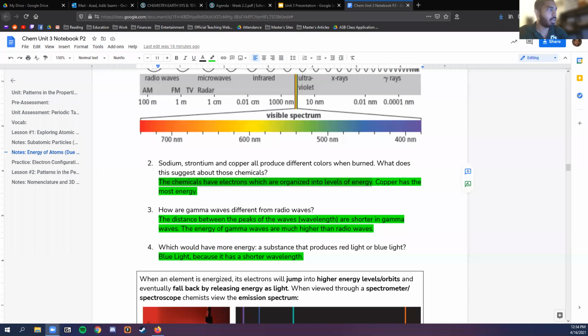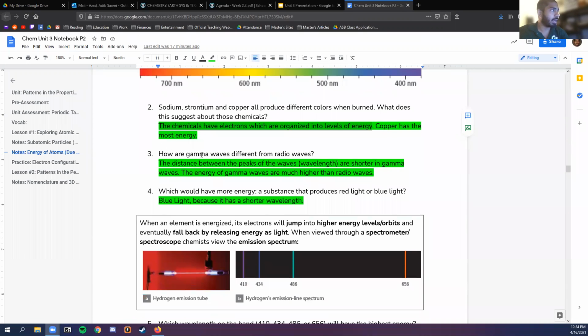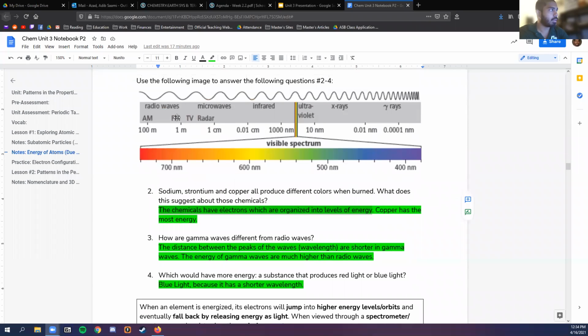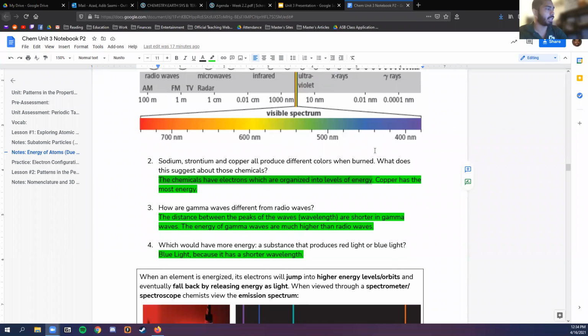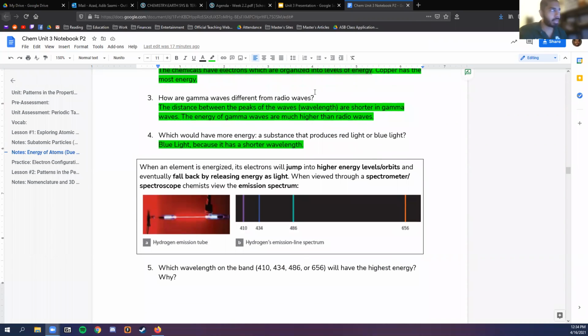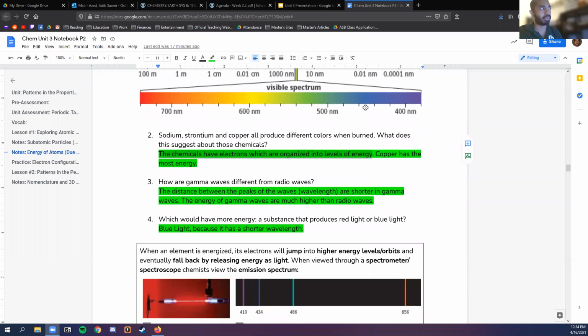Let's go ahead and end it. All right, so gamma rays, how are gamma waves different from radio waves? Well, look at the wavelengths, very, very tiny, very, very big. So the bigger something is, the less energetic it is. The smaller the wavelength, the more energetic it is. And so which would have more energy? Something that produces a red light or a blue light? Well, the answer to that is the blue light, because the blue light has a much shorter wavelength, about 450 versus 750. So it's a lot shorter.